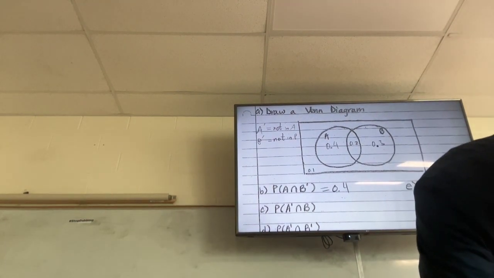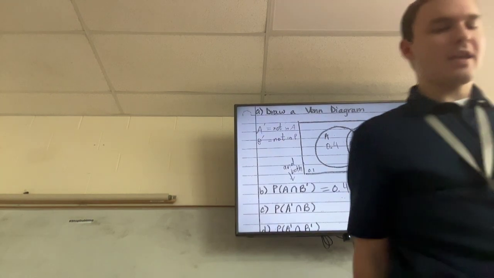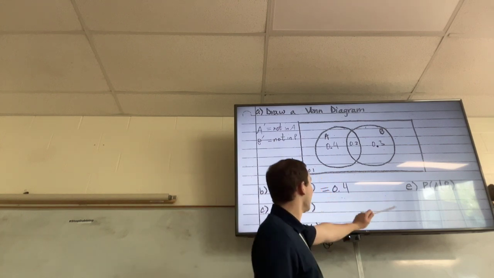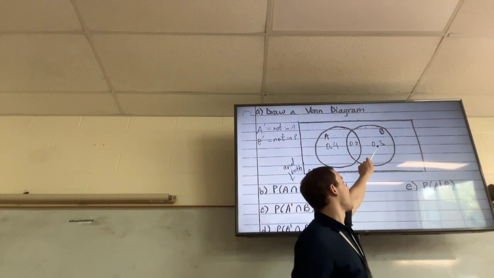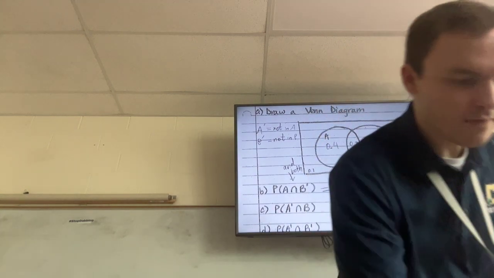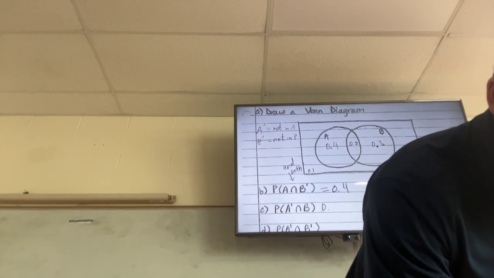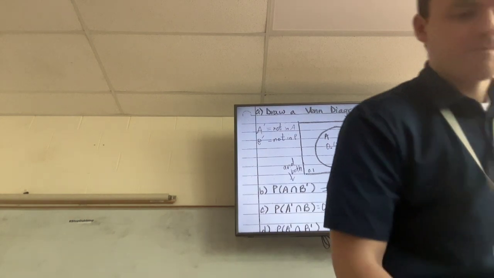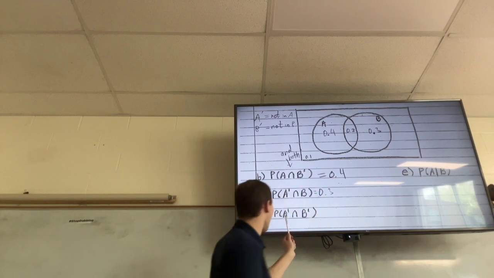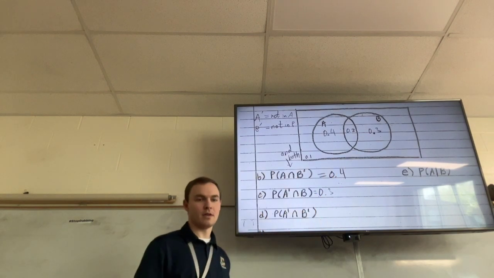Remember, the upside down U means and, or both. Which number is not in A but is in B? 0.3, right? That 0.2 is in A, it's in the A circle. So 0.3. Which number is not in either of the A or B circles? That's not A and not B. 0.1.